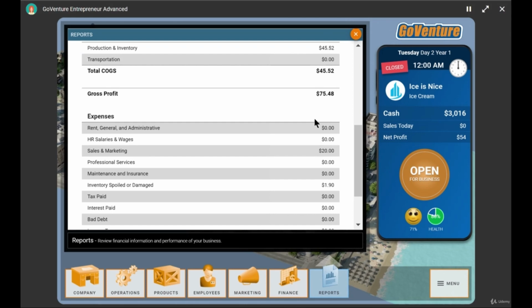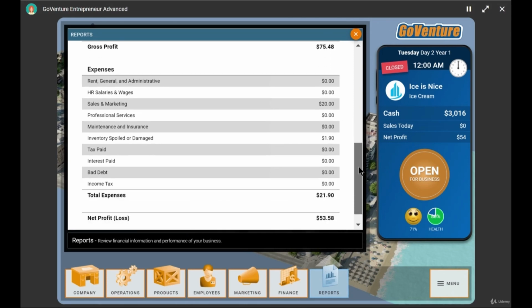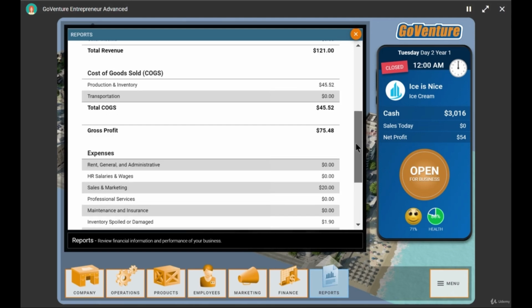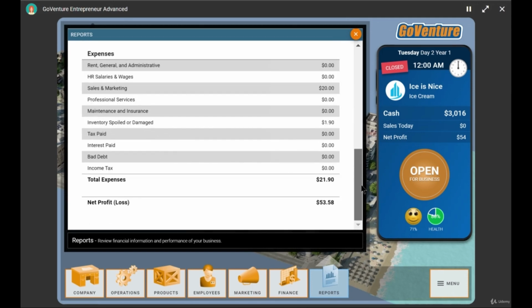So if we take the $75 in gross profit and we subtract those expenses, our net result is $53. That is our net profit. That is how much money we've completed the day with. So it actually was an okay day in that we did make money, but not as much as the gross profit might tell us. It's really the net profit that's the important number here.